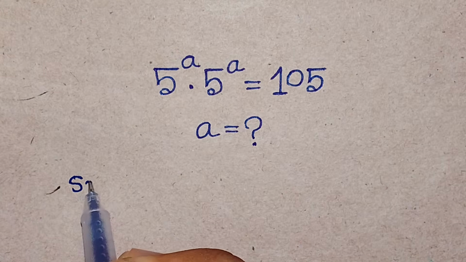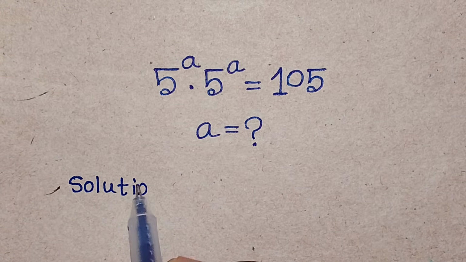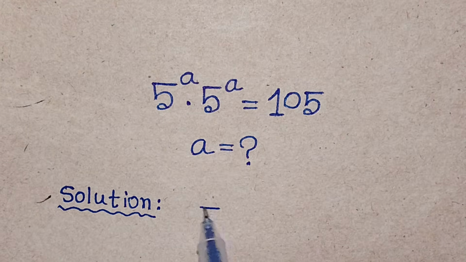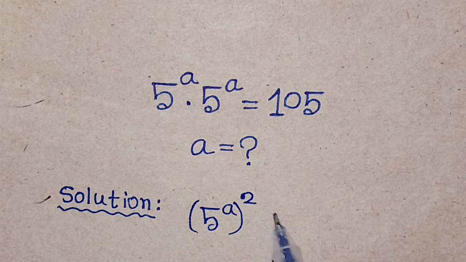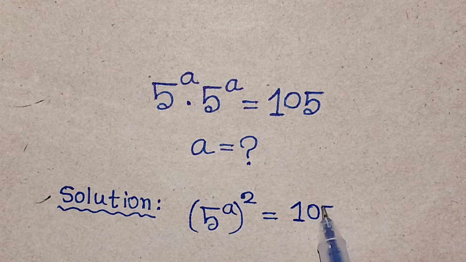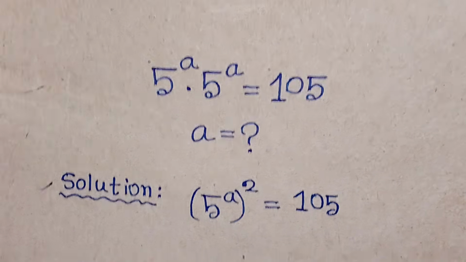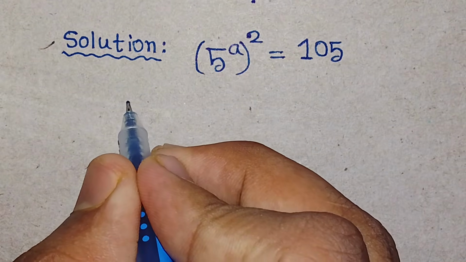In this video, we try to solve a Math Olympiad algebraic exponential equation: 5 to the power a times 5 to the power a equals 105. What's the value of a?